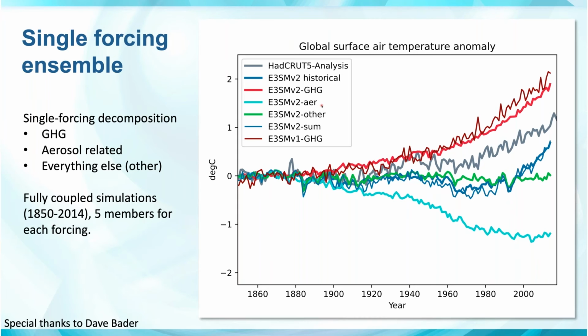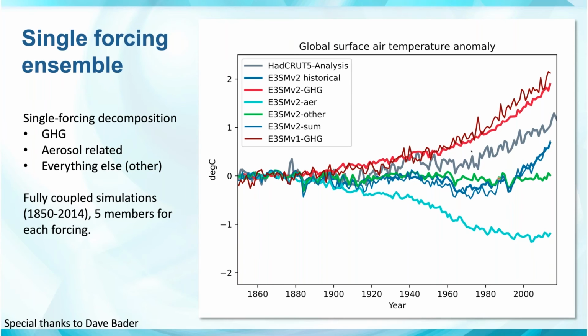Another is when you have only the aerosol, which in V2 is the light blue line here. And you can see that the model cools due to the aerosol effect and eventually plateaus because of pollution control that came into effect in North America and Europe. The rest of the terms, which include solar variability, land use, land cover, ozone, and volcanoes as well, give you the green line. The green line has oscillation, but it's mostly flat.